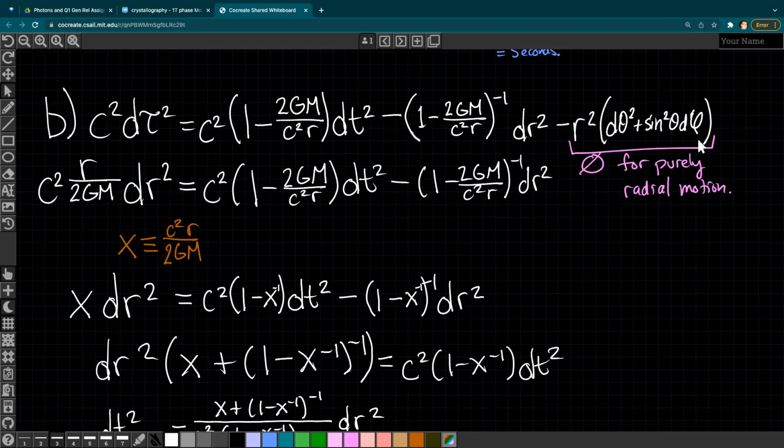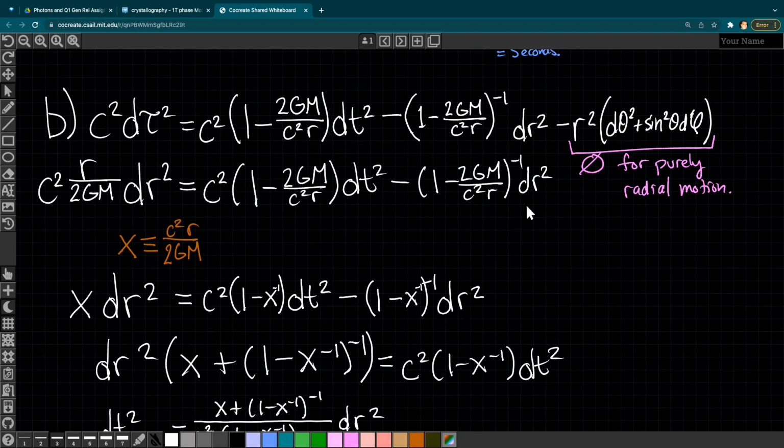So now we're using this equation. And once again, we were told that it was radially inward motion. So d theta and d phi are both going to be equal to 0. The angle theta and the angle phi are both constants as this motion happens. So we have this equation here.